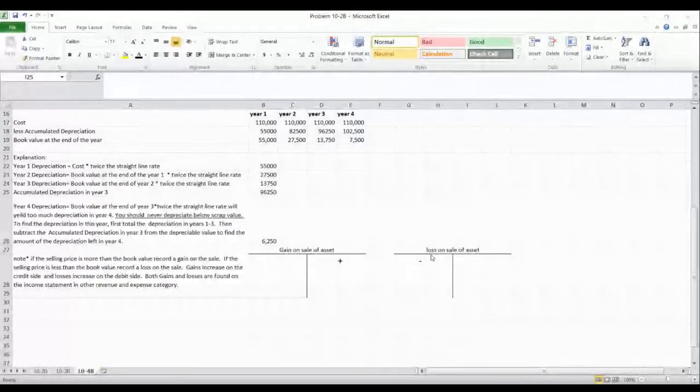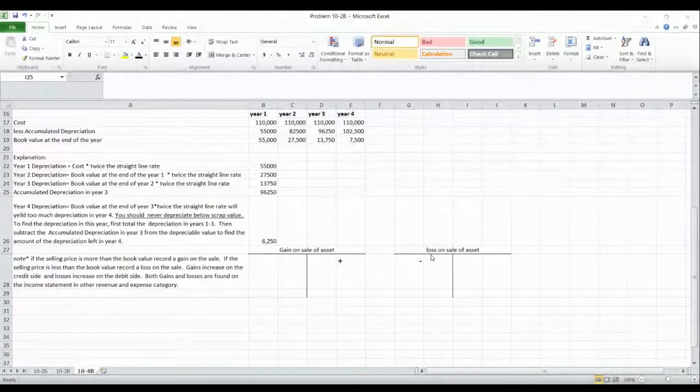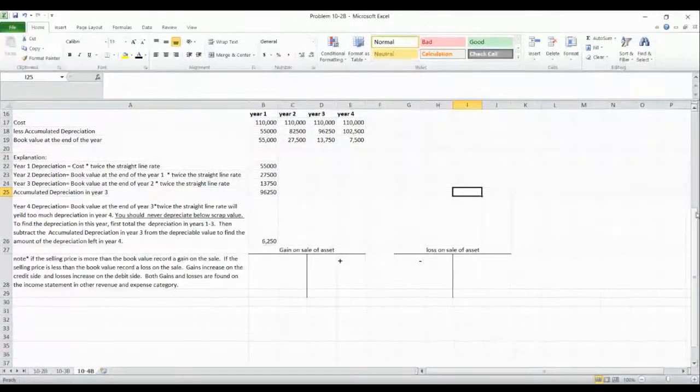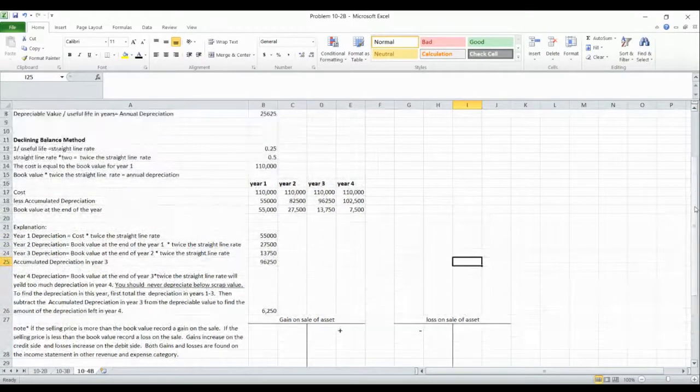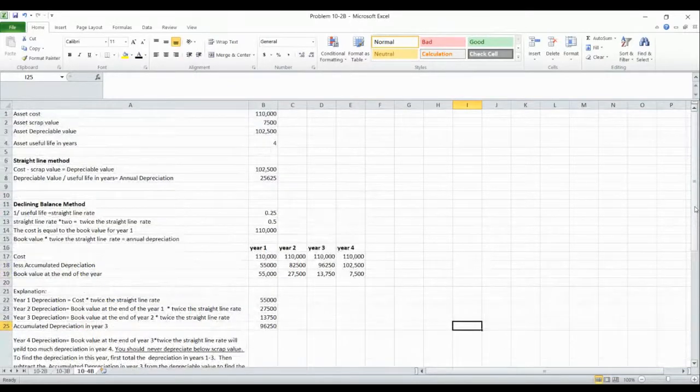So now you should be seeing the Excel spreadsheet. I'm going to scroll up for just a second so you can see the declining balance method. And you can see also that I've done the straight line method too. However, we need to be talking about the declining balance method since we've already covered the straight line method.